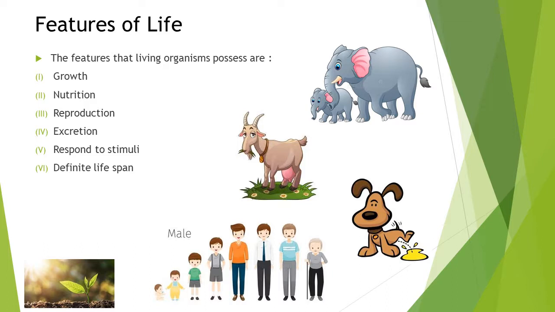They also get rid of unwanted substances from their body. That is, they remove the harmful or the unwanted substances from their body in the form of urine, in the form of sweat, and so on. They respond to various kinds of stimuli. That is, they respond to the changes happening in the environment, like they can respond to pain, pressure, touch, light, sound, etc.